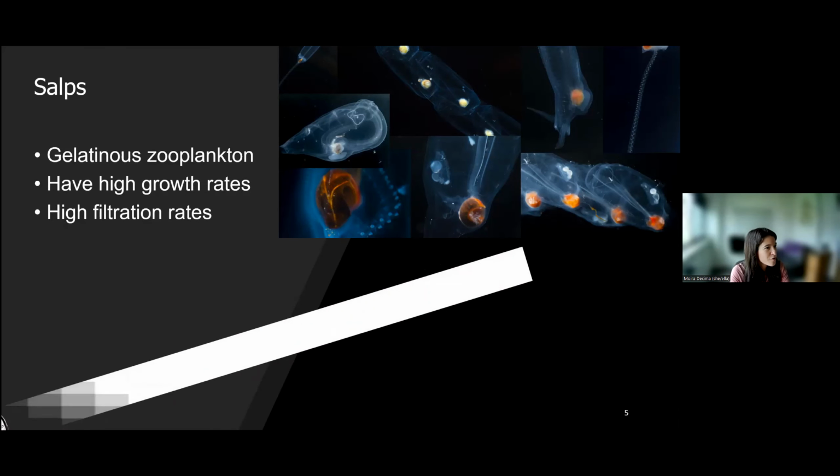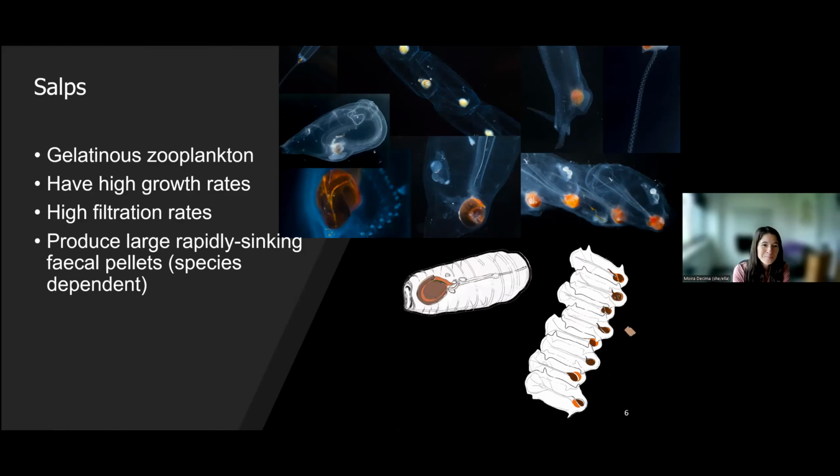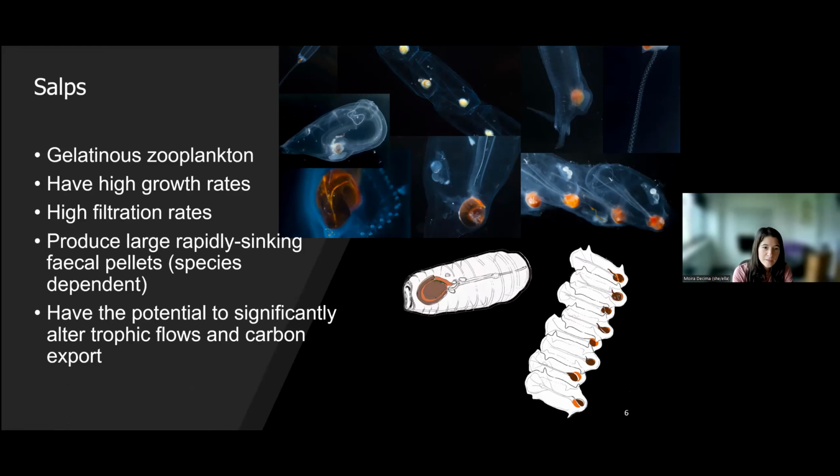Salps also have really high filtration rates. So we've nicknamed them the ocean vacuum cleaners, because they can mow everything in their sight. I did hear, I think Larry Madin at one point referred to them as the ocean Roombas as well. And then they can produce rapidly sinking fecal pellets. The ability of these pellets to sink, like if they're large or dense, really depends on the species. So larger species will produce pellets that sink more rapidly, but because of this, they can have a significant impact on carbon export and also on food web flows.